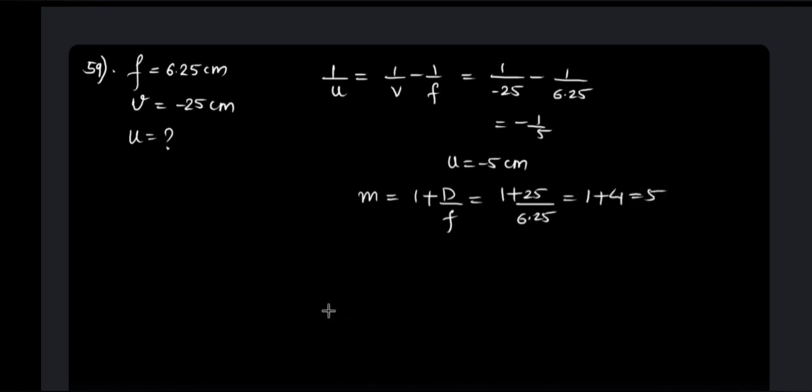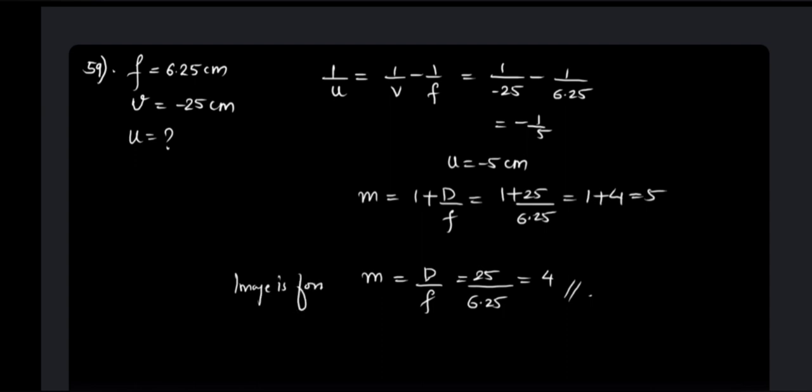Okay, the second question is, find the angular magnification when final image is formed at infinity. So we know when the image is formed at infinity, the angular magnification is given by the formula D upon F. So that will be equal to 25 upon 6.25, that will be equal to 4. Okay, this is when the image is formed at infinity. Okay, this is when image is formed at least distance of distinct vision, that is capital D.